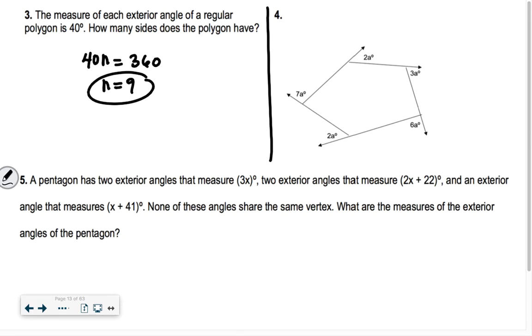Okay, same idea on this one. We have 1, 2, 3, 4, 5 different angles. And they have to add up to be what? 360. These are the easiest questions. If you guys get these wrong on the test, I'll cry.